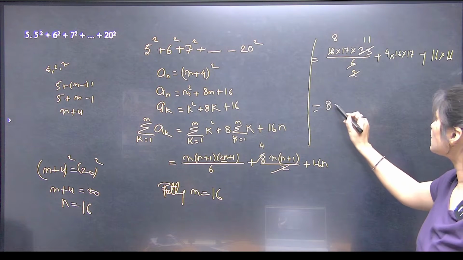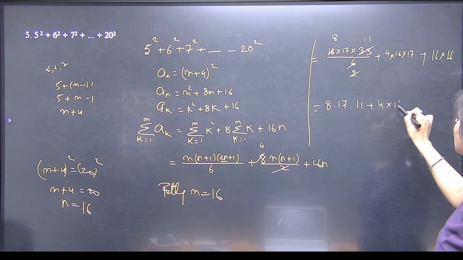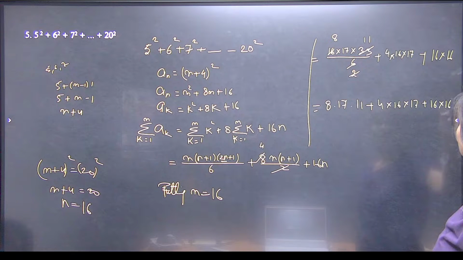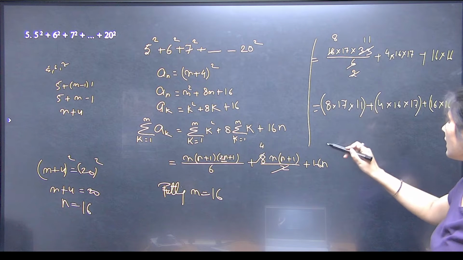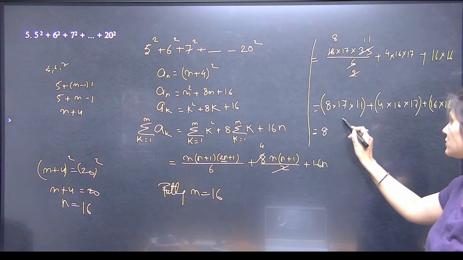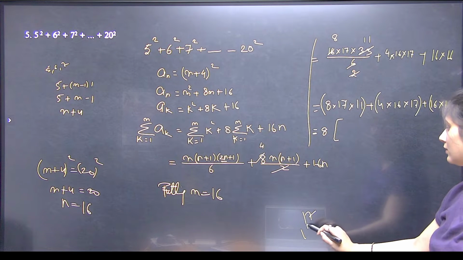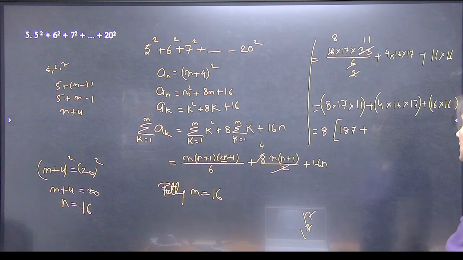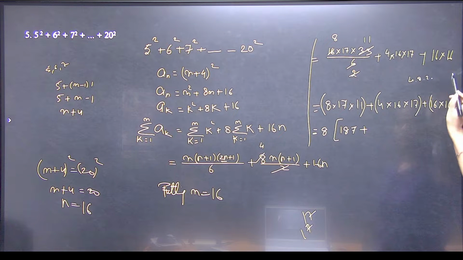So it is 8 into 17 into 11 plus 4 into 16 into 17 plus 16 into 16. See, now what we can do here, we can take 8 common from all the groups. So we have 17 into 11, so it is 187, plus 4 and 16 are there. So 4 into 8 into 2, isn't it?